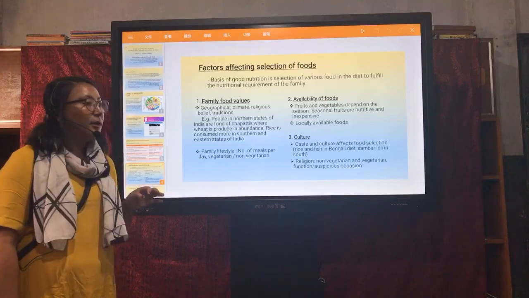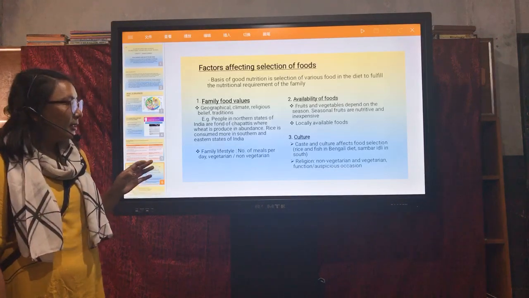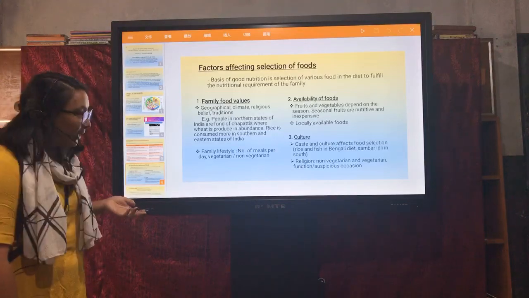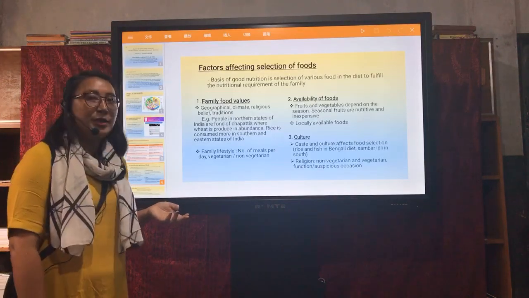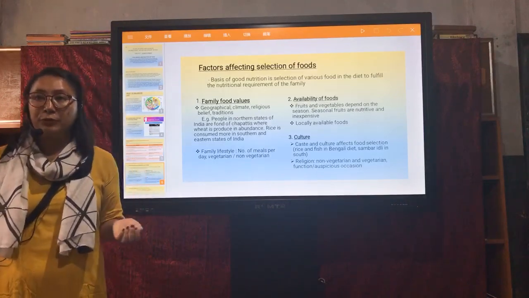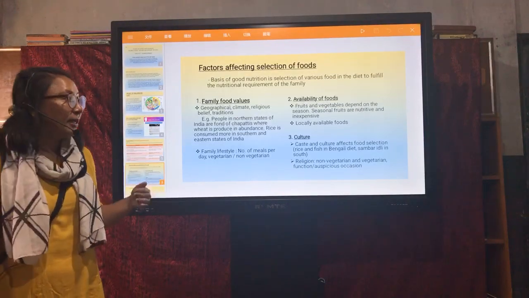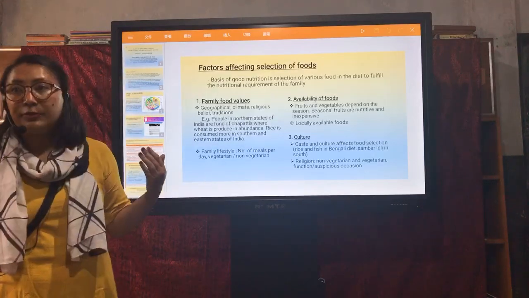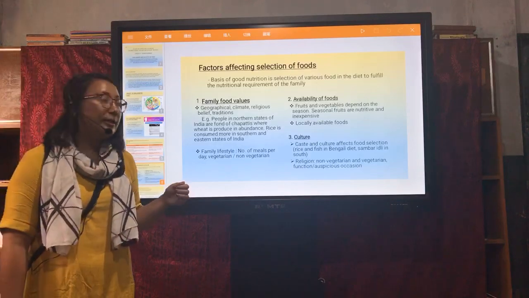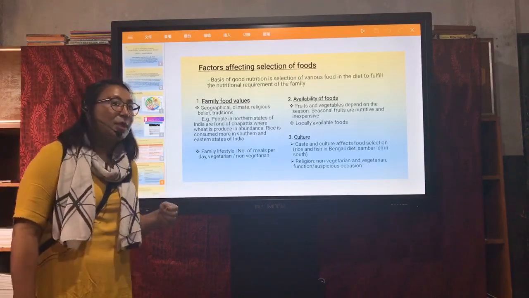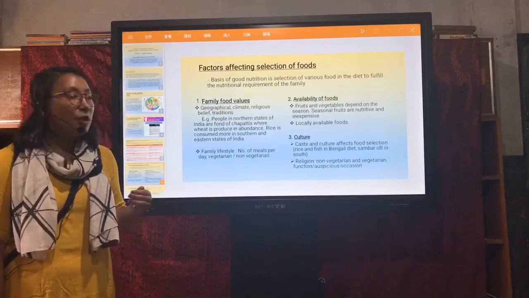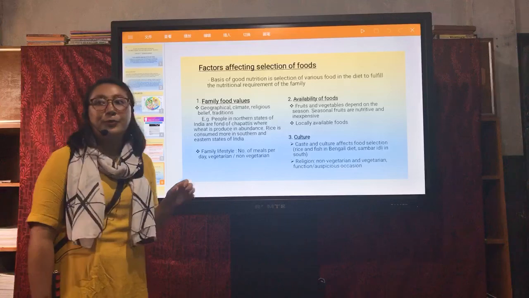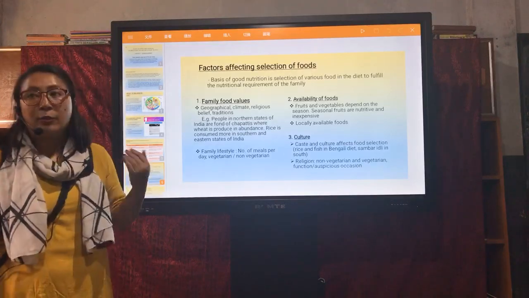We say that seasonal fruits are nutritive and inexpensive. Mostly, non-seasonal fruits, like those fruits which are imported from other states of Manipur, are expensive. That doesn't mean that they are more nutritious. Equally, whether it is seasonal or non-seasonal or locally available fruits and vegetables that we can get within our state or within our district, that is equally nutritious like other foods. So, depending on how much of foods we can get, we should make use of it so that it doesn't affect our nutritional status.